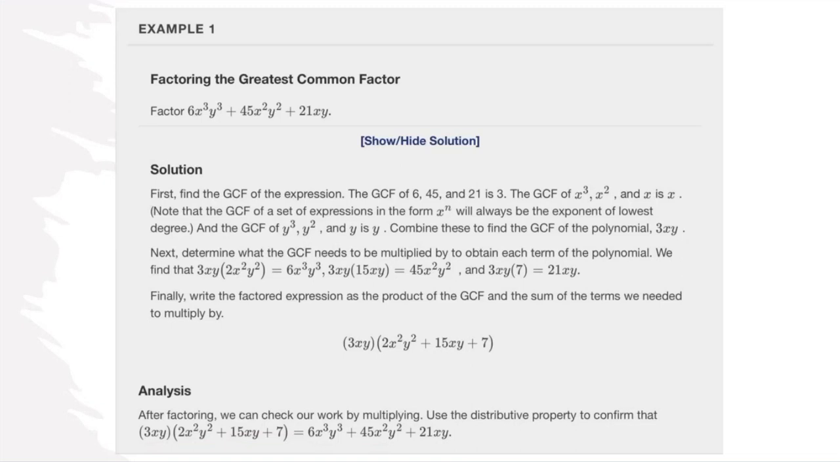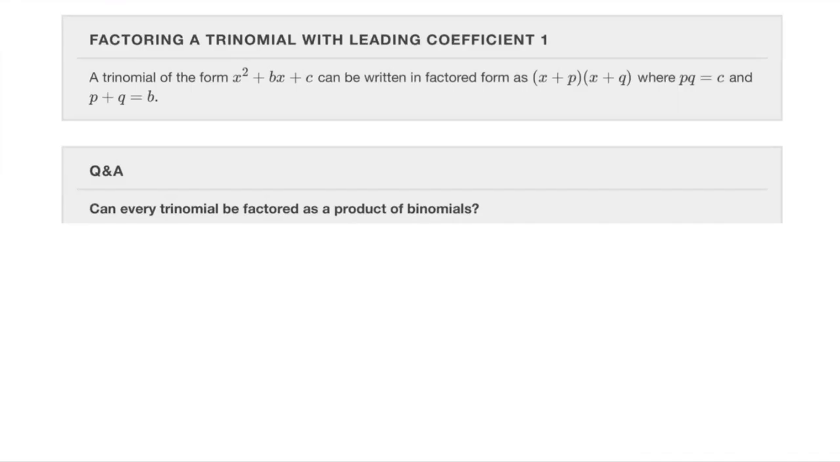Okay, we got just under 20 minutes remaining. Let's keep going. So factoring a trinomial with the leading coefficient of 1. A trinomial of this form, x squared plus bx plus c, can be written as the product of two linear binomials, right? Where p times q equals c and p plus q equals b, right? We'll go deeper into that momentarily.